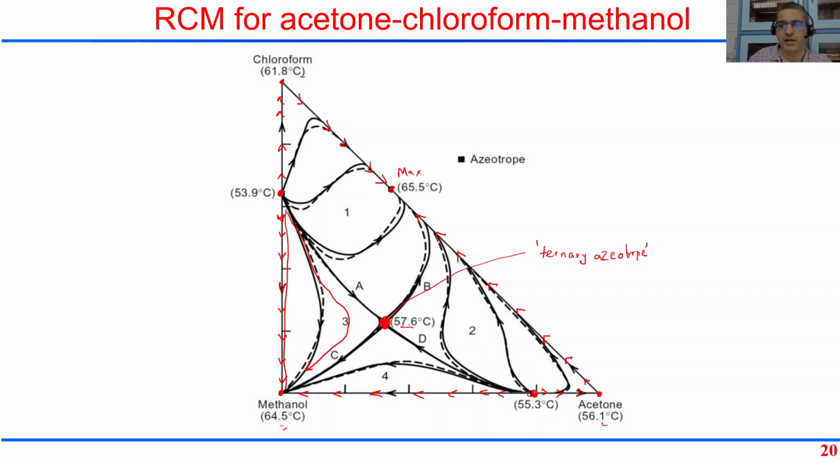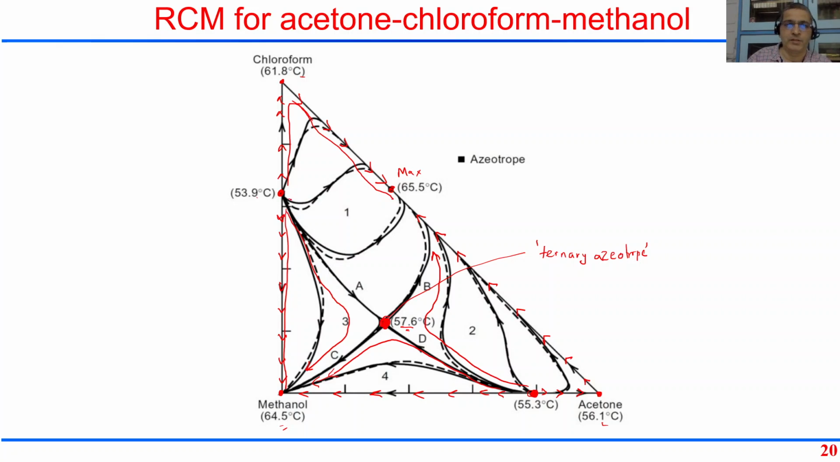Same way, if we start with this minimum boiling azeotrope of acetone and methanol, we will go towards the ternary azeotrope, but it will turn, because the temperature is going towards higher and higher temperatures, lesser and lesser volatile. It will not cross, because you have already reached 57.6, you are not going to go towards 53.9. If you are on the other side, it will go towards this ternary azeotrope, but then go towards this maximum boiling azeotrope. If you are starting somewhere here, you will go towards this maximum boiling azeotrope. If you are starting here, you will go towards chloroform, then towards this maximum boiling azeotrope.